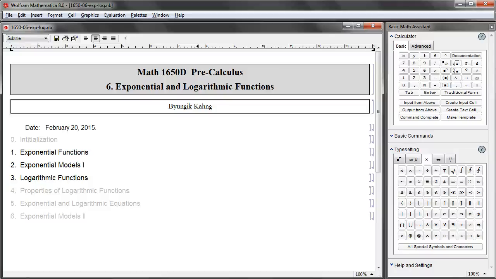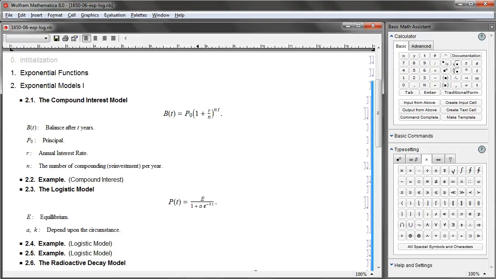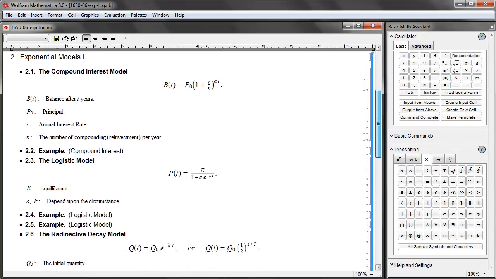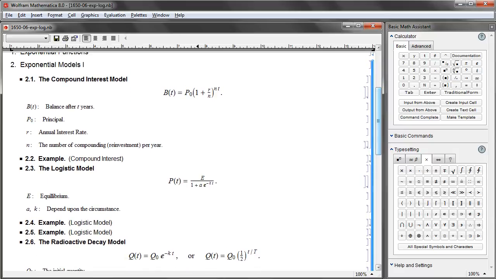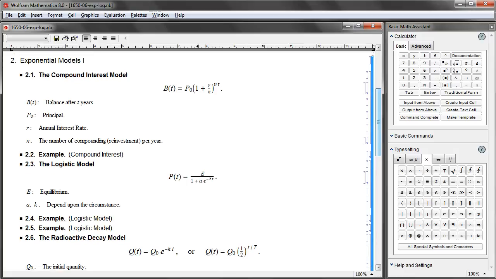Now let's move on to section 2 of this notebook, Exponential Models 1. As a matter of fact, even though I named it Exponential Models 1, don't be intimidated. We're just talking about some basic applications of exponential functions, which are scattered around in our textbook, partly in 4.1, partly in 4.2, partly in 4.7, I think, kind of all over. But I wanted a more systematic approach, so I did a little bit of classification and presented all those in a single section here.